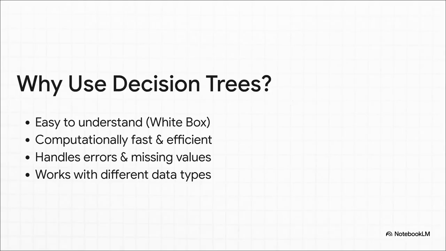So why are these trees so popular? I mean, what's the big deal? Well, first, like we talked about, they're super easy to understand. They're that white box. But on top of that, they're also incredibly fast. They can handle messy data that has missing values, and they're flexible enough to work with all kinds of data types. They're basically the reliable, understandable workhorse of machine learning.